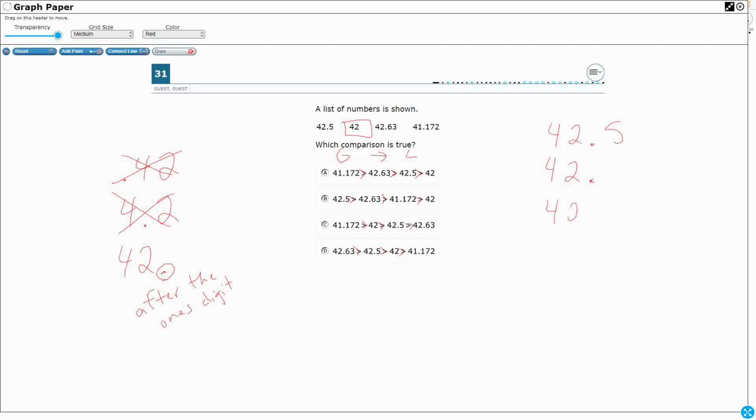42 point, and then I've got 63, and then I've got 41.0.172. All right, if I want, I could do a little bit of place value chart here.